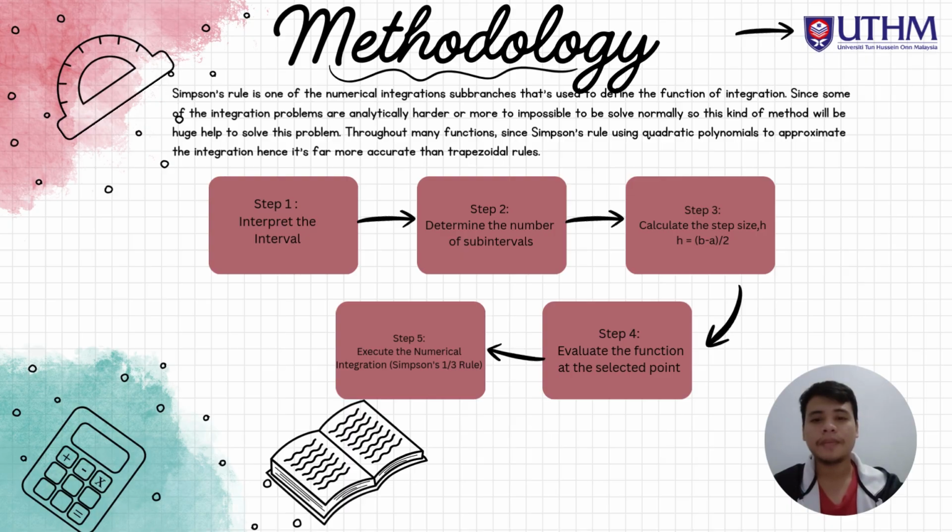Based on the flowchart steps: Step 1, interpret the interval. Step 2, determine the number of sub-intervals. Step 3, calculate the step size, h equals (b minus a) divided by 2. Step 4, evaluate the function at the selected points. And Step 5, the last step, execute the numerical integration, that is Simpson's 1/3 rule. By applying these steps, we can handle a smooth, continuous function and achieve an accurate estimate of the integral with this method. That is Simpson's rule. Thank you.